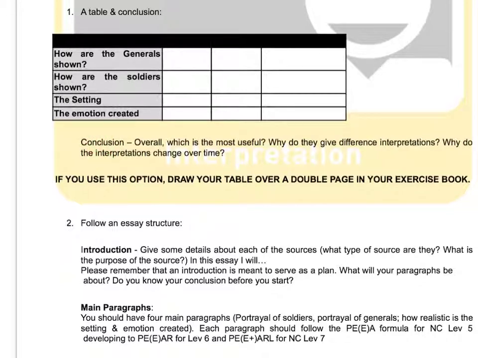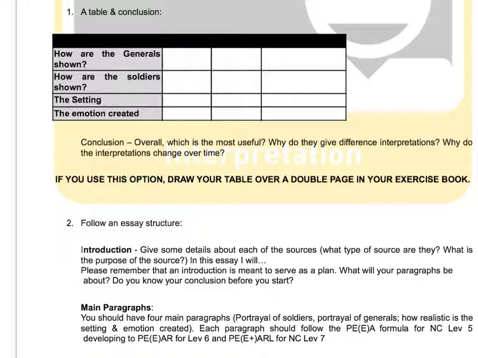Students would then need to reach an overall conclusion: which one is the most useful, why do they give different interpretations, and why do the interpretations change over time. In answering these questions, based upon the work that they've completed on the table, will determine whether their outcome is Level 4, 5 or 6 according to the initial table that we went through at the top. Can I request that if students use this option they should draw their table over a double page?